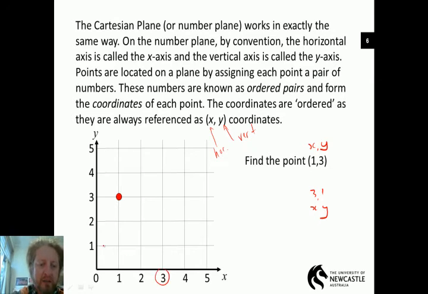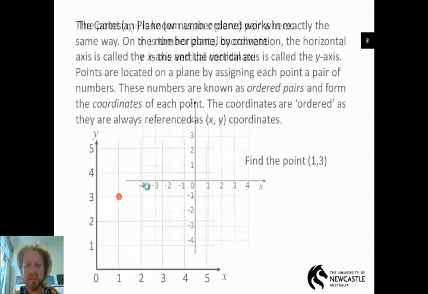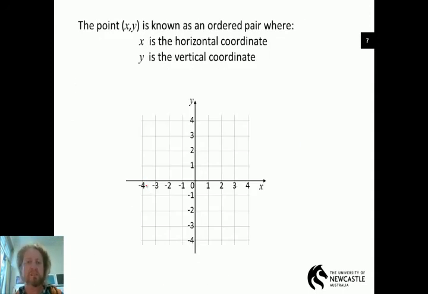An x of 3 and a y of 1 would meet here. So whereas that would be 3, 1, this is 1, 3. Okay. So in summary, x is a horizontal coordinate, and y is a vertical coordinate. And it's an ordered pair because the order does matter, x, y.